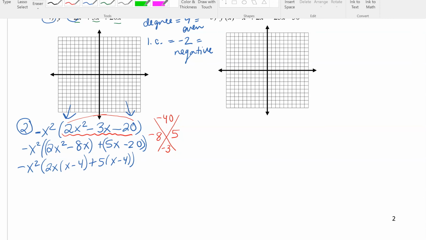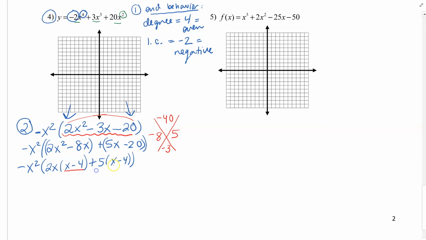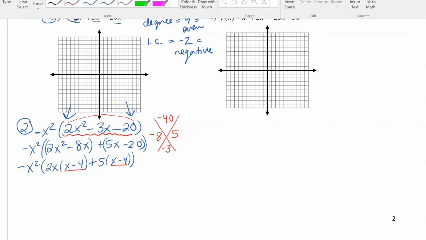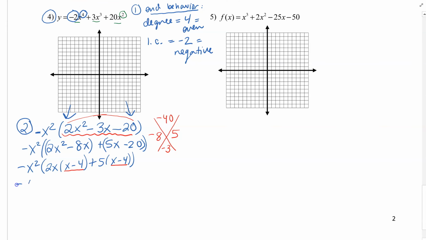And then now I notice I have a common binomial factor of x minus 4. Love it when that happens. So we take that out as well. And then I've got 2x plus 5. Whew, that was a lot of work. I'm tired. See, isn't it nice when it's already given in this form? So nice.